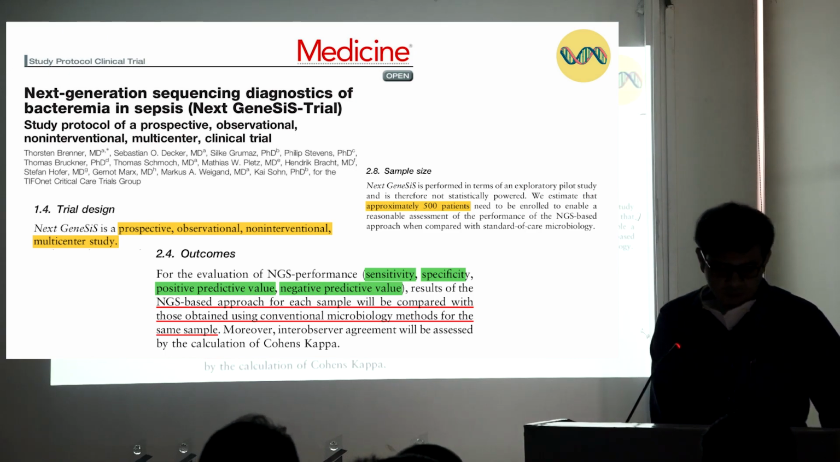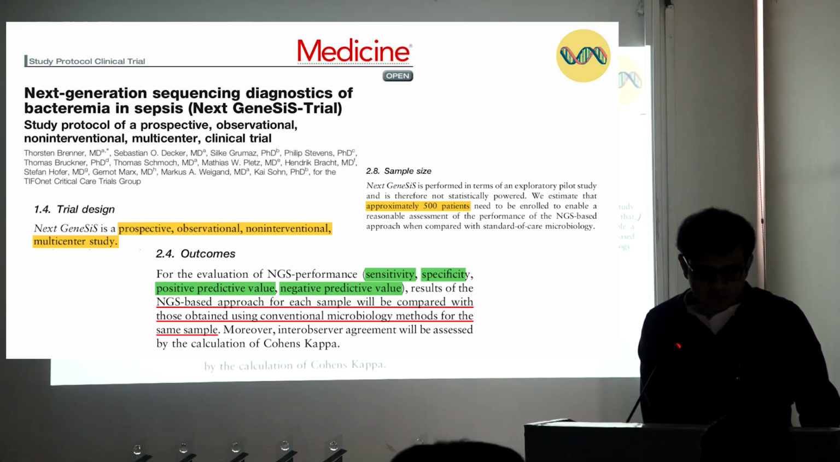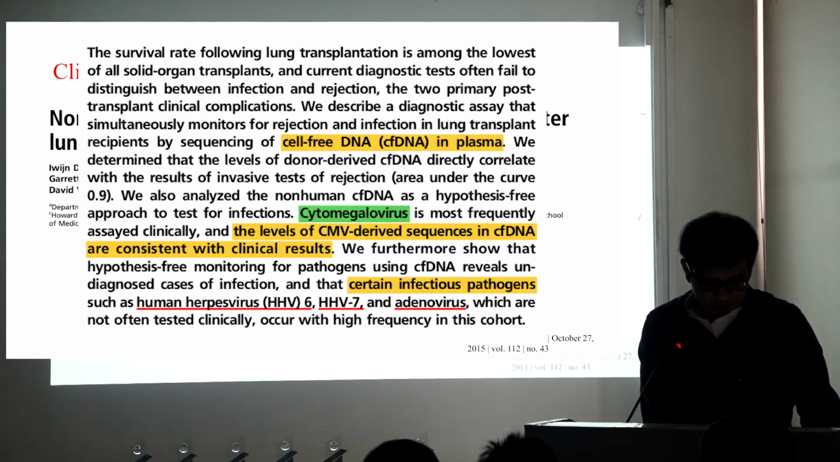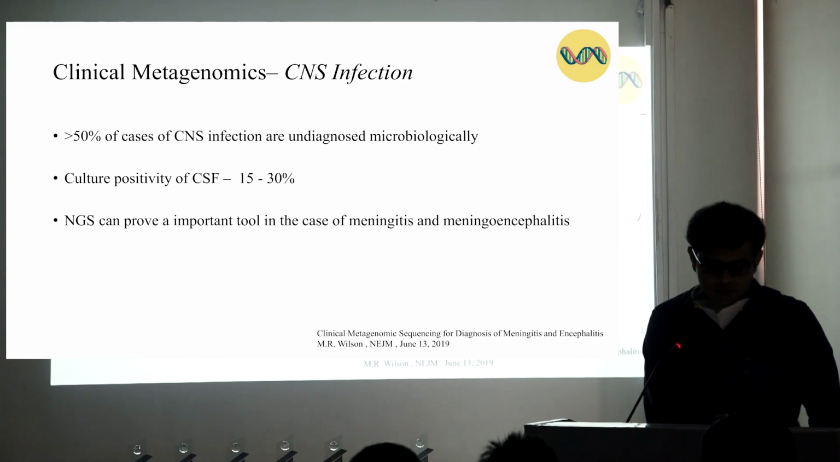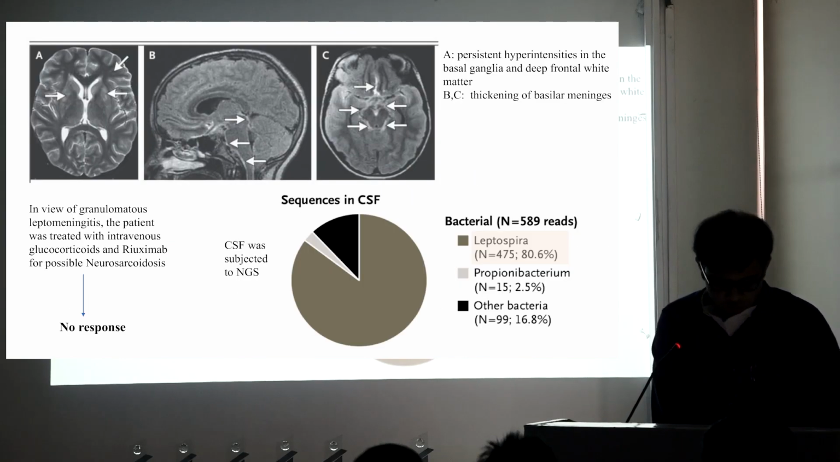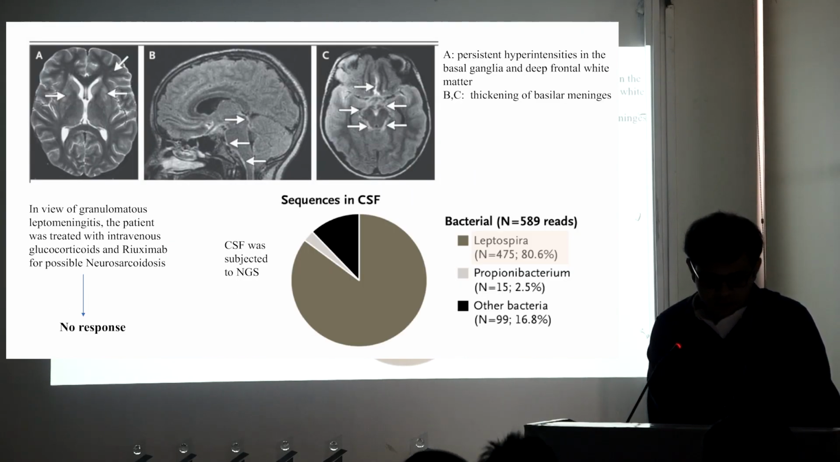Again, many studies are done on bacteremia in sepsis, like the Next Genes trial. All the studies are showing that there is definitely an increased sensitivity of detection of organisms. Again, you can do this in respiratory samples. Many studies are there. You can do it on CNS infection samples because culture positivity in CSF is hardly 15 to 30%, so this is going to help you. This particular case had neuroleptospirosis, which was detected by next generation sequencing from the CSF. Obviously this would not be possible through cultures.